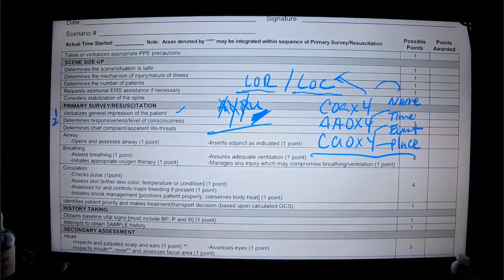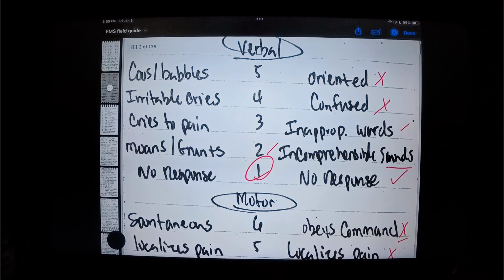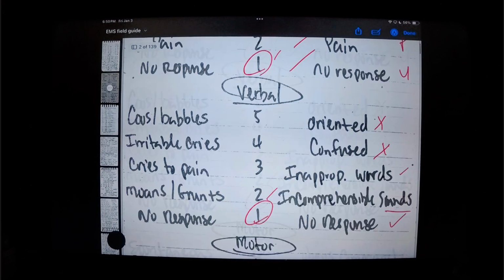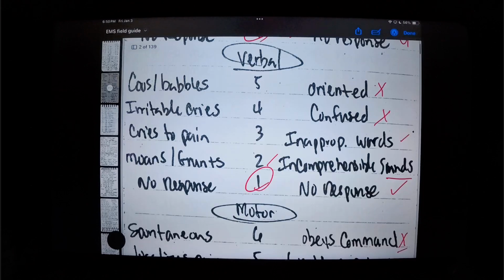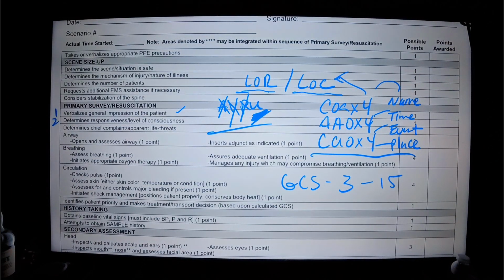And that's how we get a GCS of 3, which is no good, not good at all, right? And then we go back. Let's say the highest is 15, so we do 4 plus 5, which is 9, plus 6 is 15, which is the highest, and that's good. All right, so that's GCS, level of responsiveness, level of consciousness.